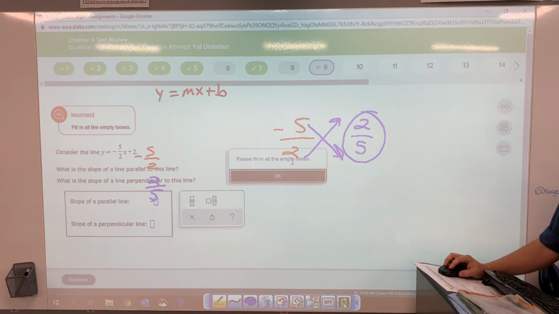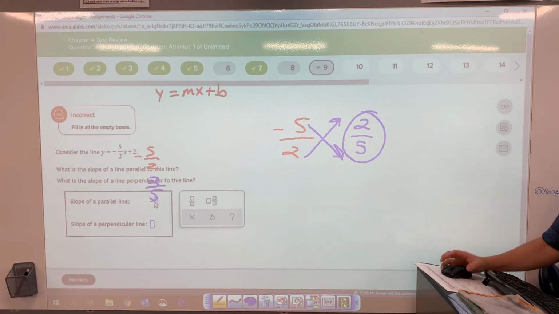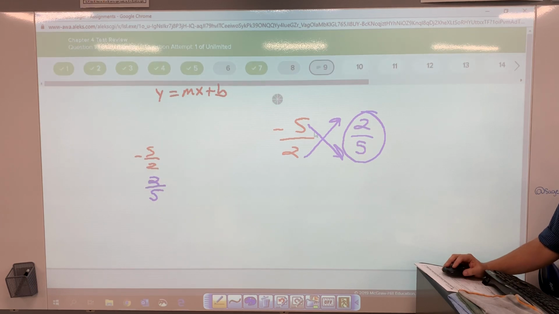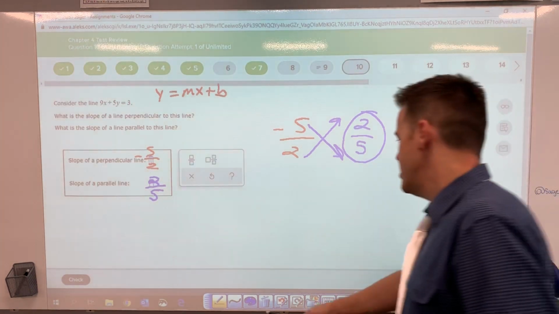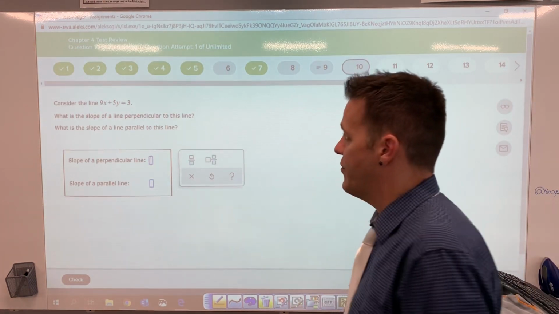Number 10. I don't want to fill in the empty boxes. Number 10. Oh, boo. I hit a negative, sorry. Number 10. All right, good.